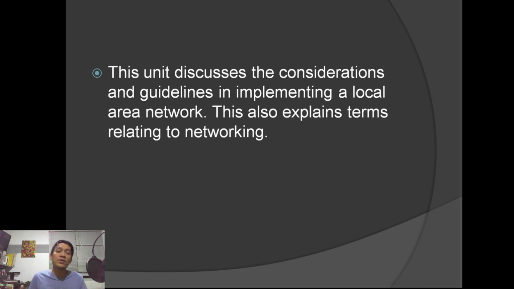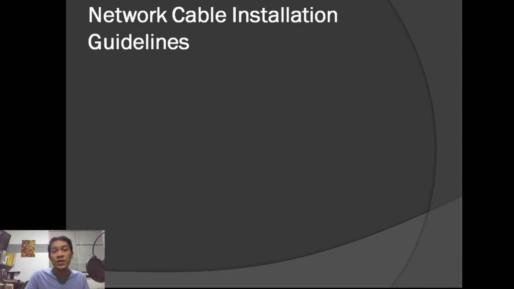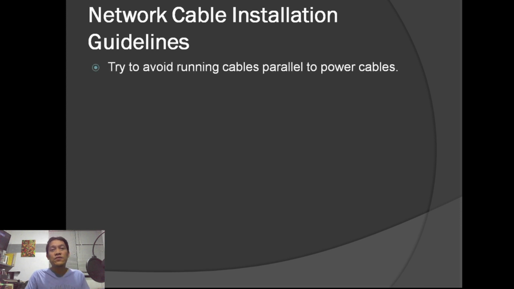So there are things you have to consider when you are implementing networks. The first thing that we have to consider is the network cable installation. These are the guidelines on cabling. Always remember that there are guidelines na dapat nyo sundan for network cable installation. The first one is try to avoid running cables parallel to power cables.